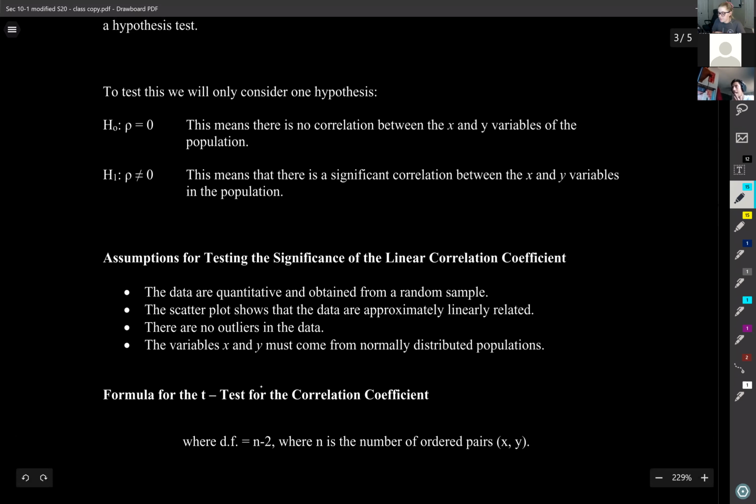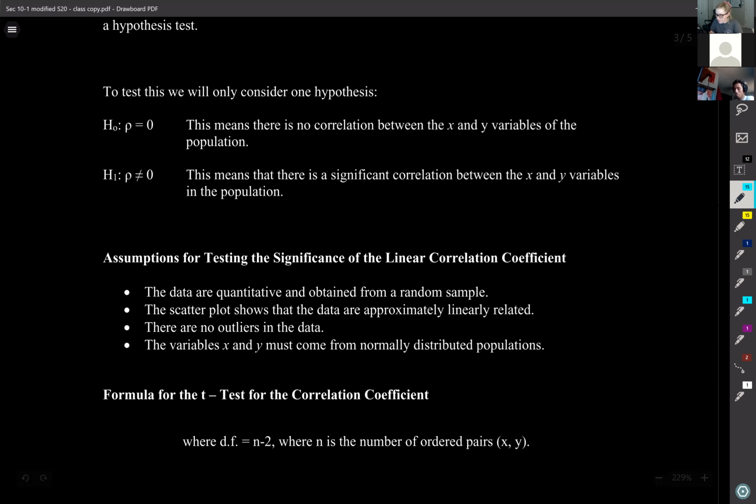So then we have some assumptions like we always do. One of the things is that the data are quantitative, so they're numerical, and they're obtained from a random sample. The scatter plot shows that the data are approximately linearly related. If you have a scatter plot and they don't look at all linearly related, what's the point of doing this? So that's one of our assumptions. There's no outliers. When we first introduced this, we talked about how outliers can really affect your scatter plot and your correlation. And then lastly, the variables X and Y must come from a normally distributed population. Pretty standard assumptions. Like I said, I'm not going to give you a problem that doesn't satisfy these assumptions, so don't worry about memorizing them, but they're just here so you can read them.